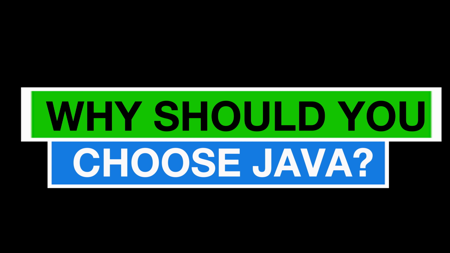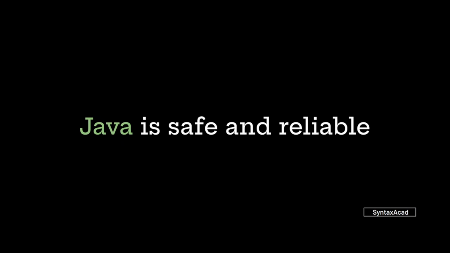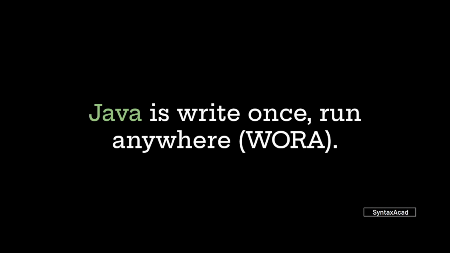Moving on, why should you choose Java as a programming language? One, Java is used to build all sorts of things, such as mobile applications, web applications, games, embedded systems, and so on. Two, Java is safe and reliable. Java was designed and developed with safety in mind. Three, WORA. This is a jargon in the Java community which means write once, run anywhere.